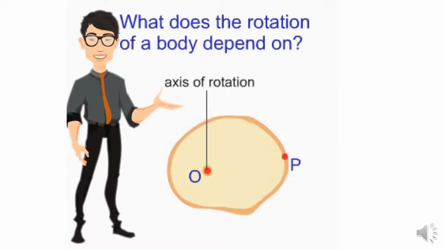The effect of the rotating body depends on three parameters: the magnitude of the force, the distance between the point of application of the force and the axis of rotation, and the angle made by the force with the vector r, connecting the axis of rotation with the point where the force is applied.